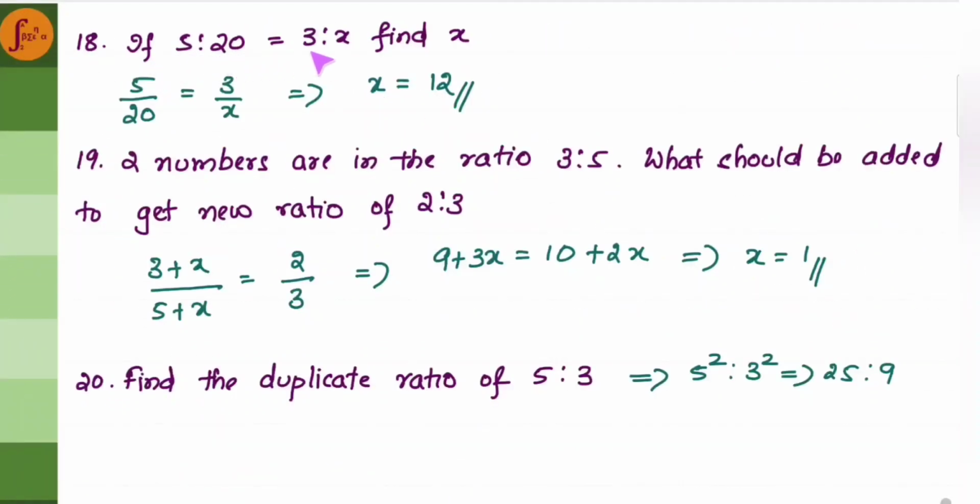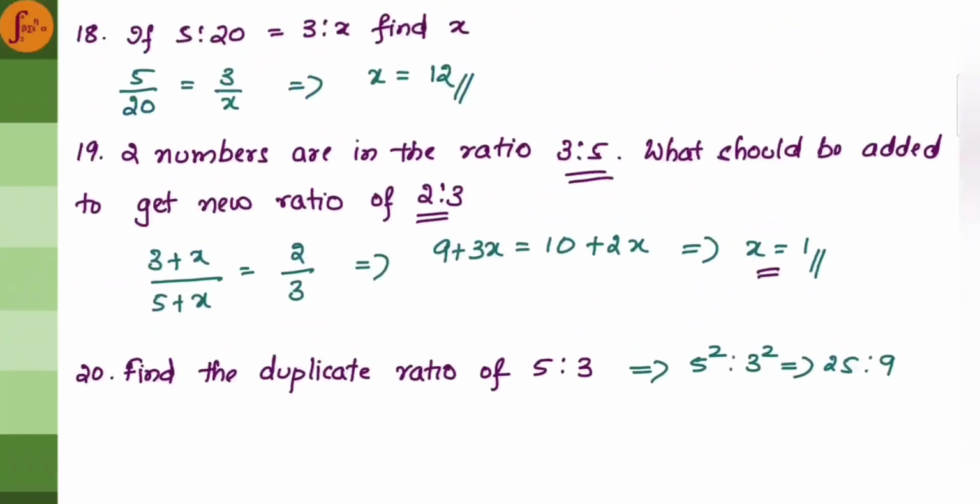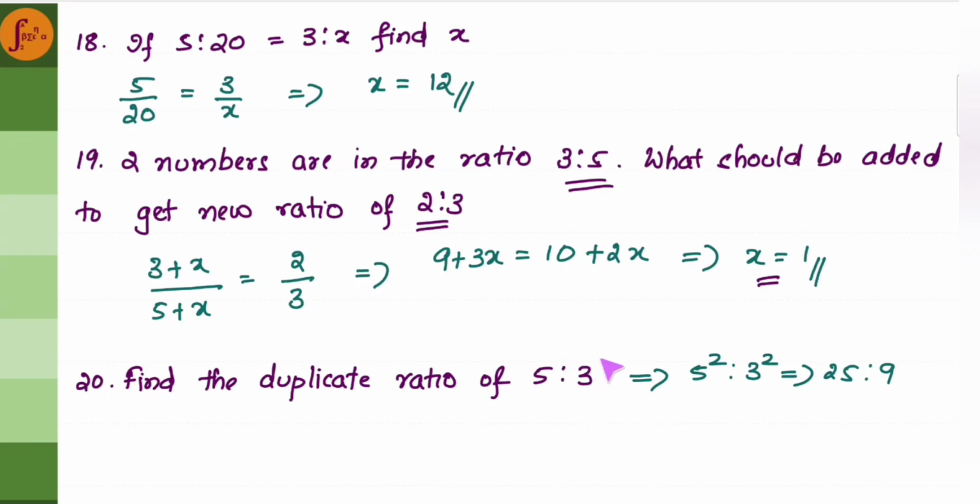If 5 is to 20 is 3 is to x, find x. Simple, right? 5 by 20 is 3 by x. Get x. If two numbers are in the ratio 3 is to 5, what should be added to get a new ratio of 2 is to 3? Right? 3 plus x, 5 plus x, and you'll get the new ratio 2 by 3. So you'll get x is equal to 1. 1 should be added. Find the duplicate ratio. Simple. 5 square, 3 square, you'll get the duplicate ratio.